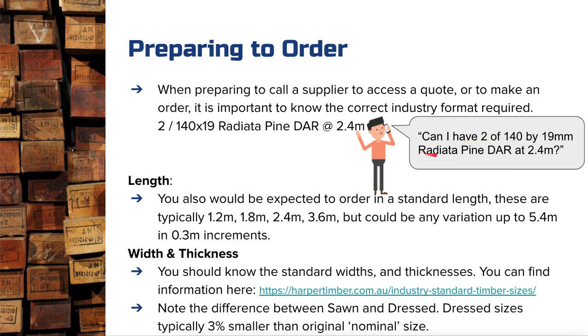Of radiator pine, that's the species. DAR, dressed all round, 2.4, total length required. So I'm saying, can I have 2 pieces of radiator pine that are 140 by 19 millimeters cross section after dressing that are 2.4 meters long? So I should expect to receive 2 pieces of timber, 2.4 meters long each. So in total, I should be getting 4.8 meters of timber, and it should all be 140 by 19 millimeter.